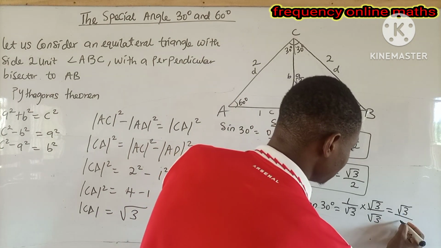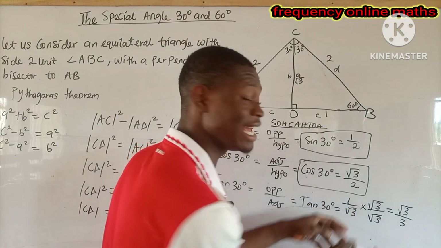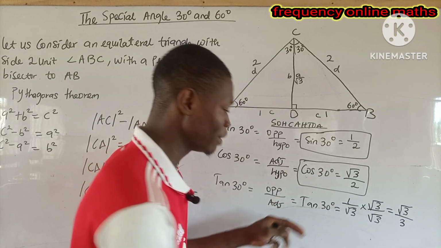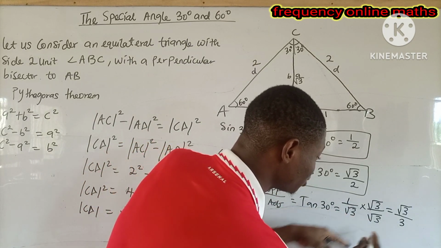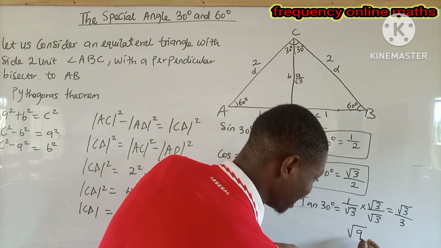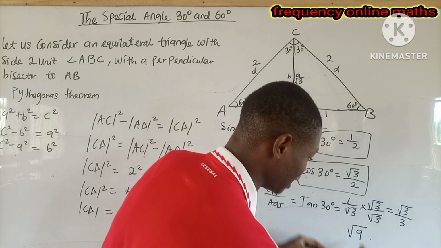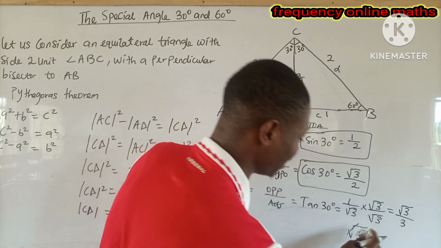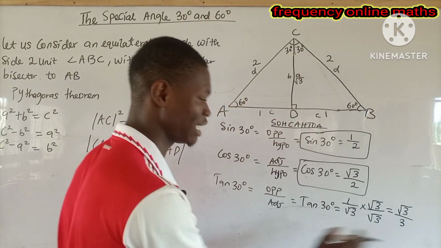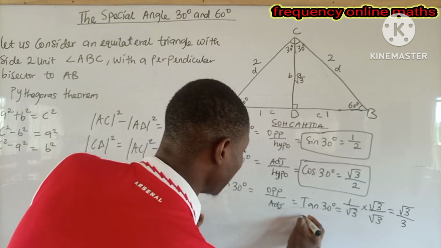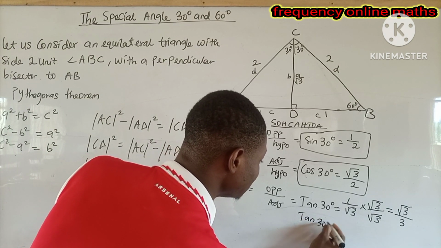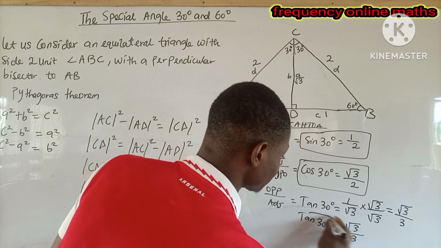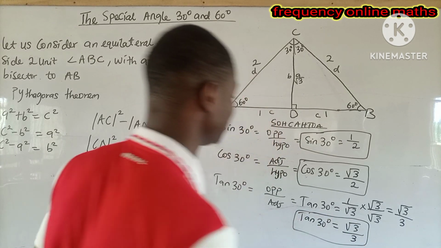Just 3. Understand? So when you are multiplying any same number, just write the number. Because if you want to take it, root 3 times root 3 is root 9. Okay? Square root of 9 is 3. This one can cancel this one, you are still having that 3. So don't stress yourself. Just write the number. So tan 30 degrees is equal to root 3 over 3. That's the value for tan 30 degrees.